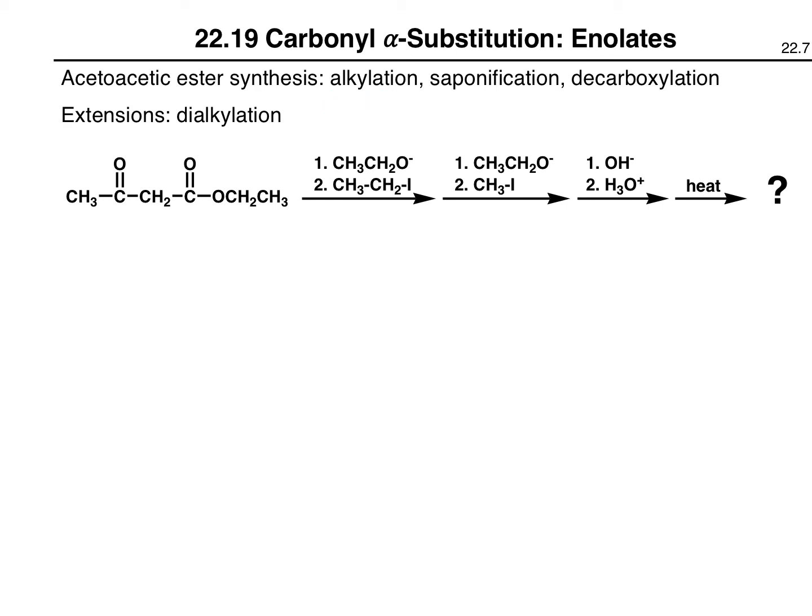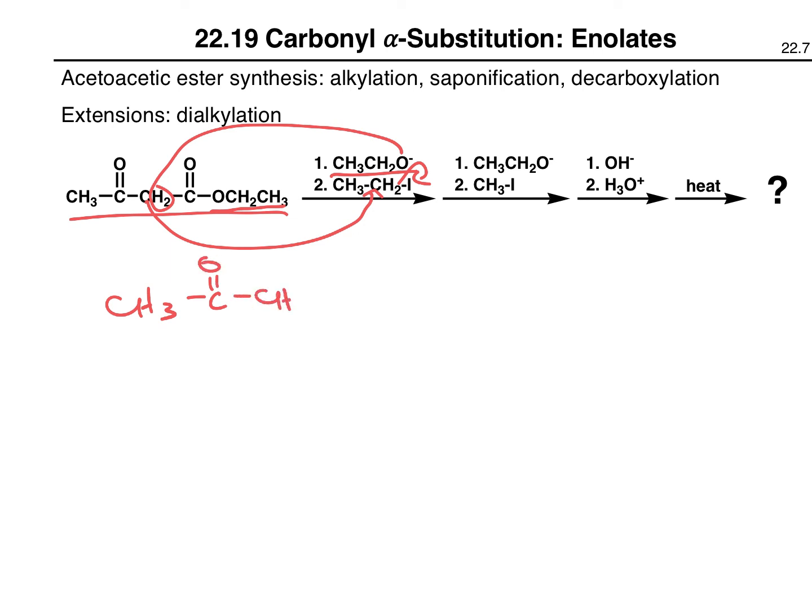So once again, we've got alkylation, saponification, decarboxylation. But another extension is that we can do dialkylation, so we can alkylate twice. If we start with this compound and we treat it, notice we have the ethyl ester, so I'm using ethoxide. This will grab off a proton from here to form the enolate, and then that enolate will act as a nucleophile, attack here, push out the I- as a leaving group, and at the end of the first arrow, we will have this compound where we've connected an ethyl group.